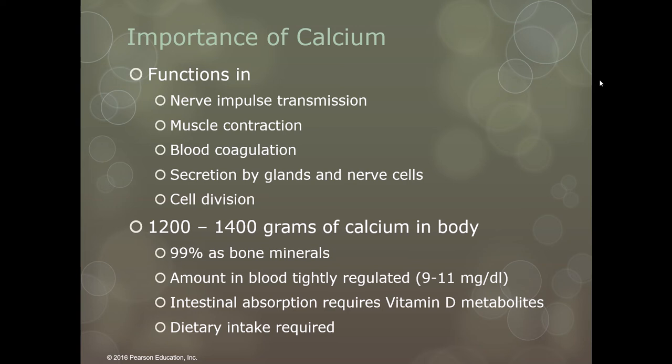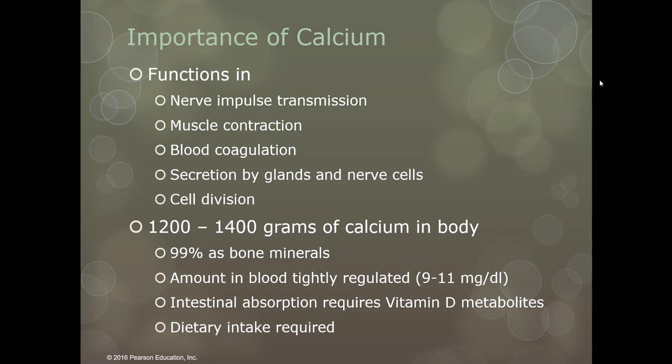We also require vitamin D in order for our intestines to absorb calcium. It's another reason your mom was always telling you to drink lots of milk or go out and get some sunshine, because vitamin D is made in our skin, but we need UV rays to kind of catalyze some of that. So this is a very small level of blood calcium, very, very tightly regulated.